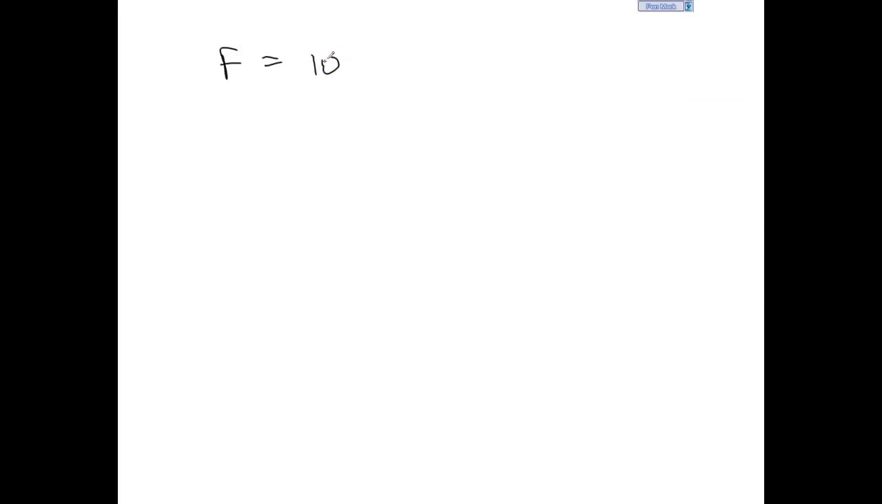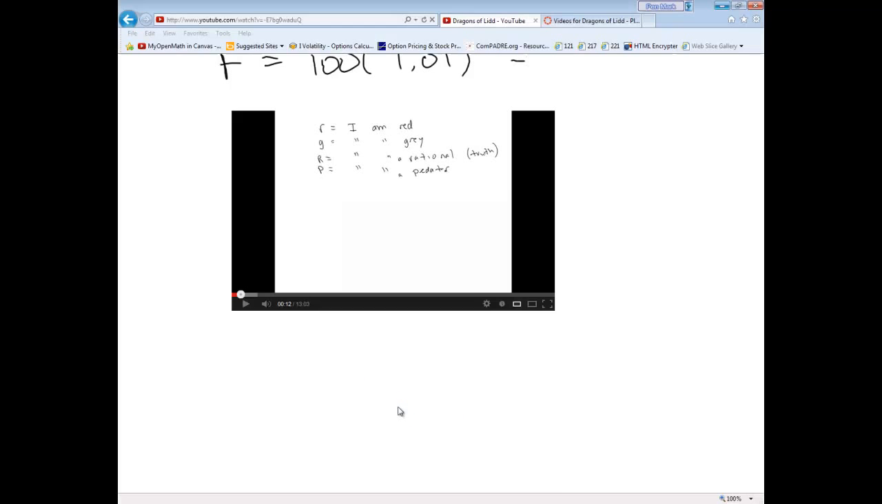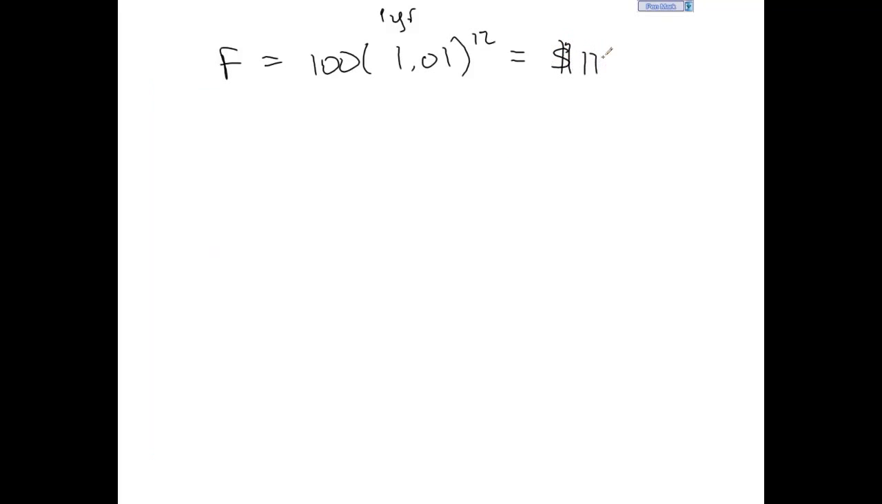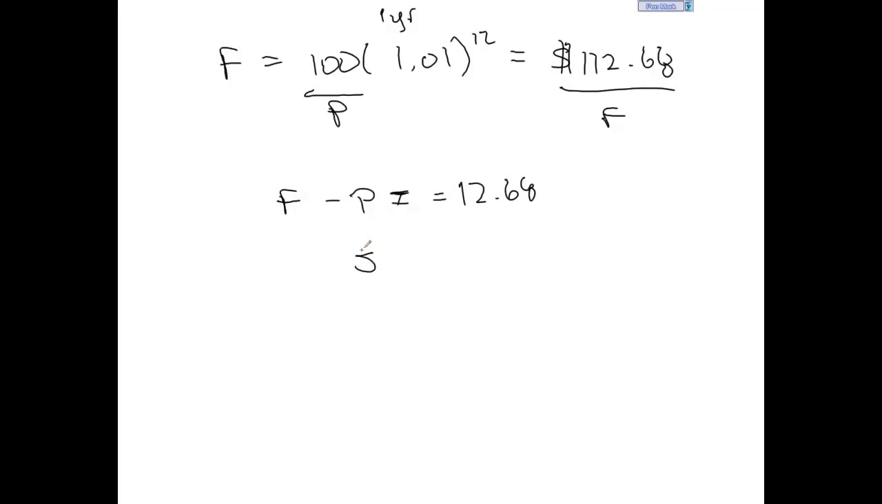That should be a pretty easy calculation. Let's just take 1.01 to the 12th power and see what we would have after 1 year. We could come back over here and say 100 times 1.01 to the 12th power, excuse me, not to the second power, to the 12th power, and we get $112.68 as the future value. The difference between the future value and the present value, F minus P, is going to be $12.68, over the course of 1 year.